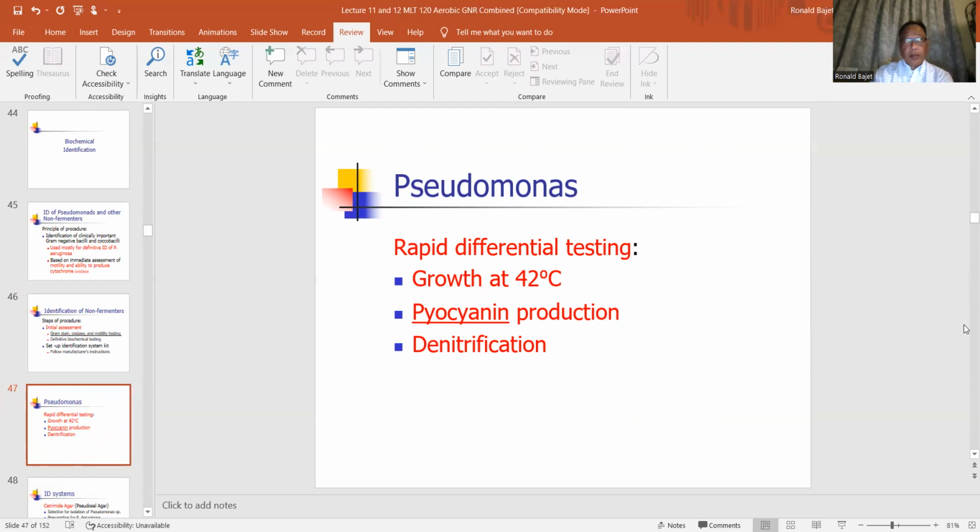For Pseudomonas, look for growth at 42 degrees. Aeruginosa will grow at 42 degrees. And the pyocyanin production, that's the green, okay? Pyocyanin production versus the fluorescein and the pyoverdin, which is yellow. Denitrification.